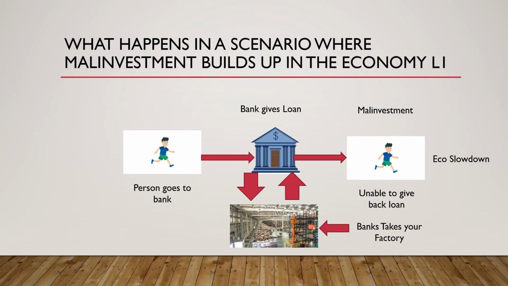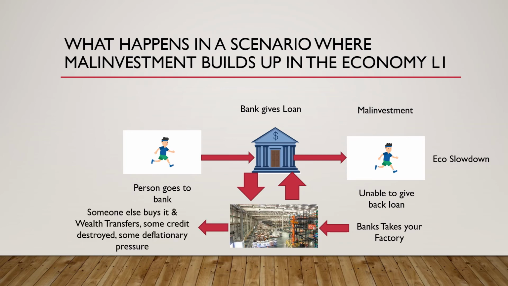The bank would then take up the collateral, right? And it would sell that collateral to some other participant in the economy, let's say a player B. So there's a wealth transfer that happens from person A to person B. Some credit is destroyed in the economy and deflationary pressure, at least to some extent, gets built up.